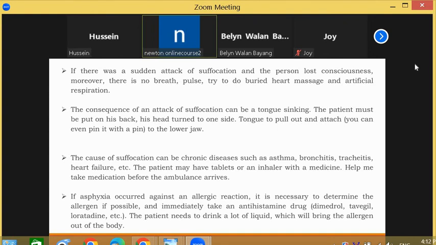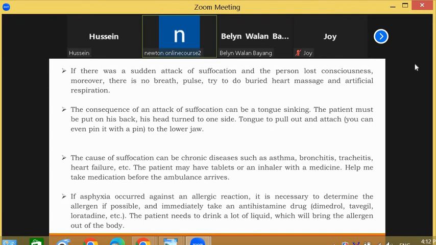The consequence of an attack or suffocation may be tongue piercing. Tongue piercing means they will be wearing something like an earring on their tongue. Maybe because of that the patient got suffocation. In that case, you have to put the patient on their back, and the abdomen area should be down. Tell the patient to turn to one side and put the tongue outside, and keep the tongue towards the chin area or the lower jaw area. So the suffocation will be because of the tongue piercing.